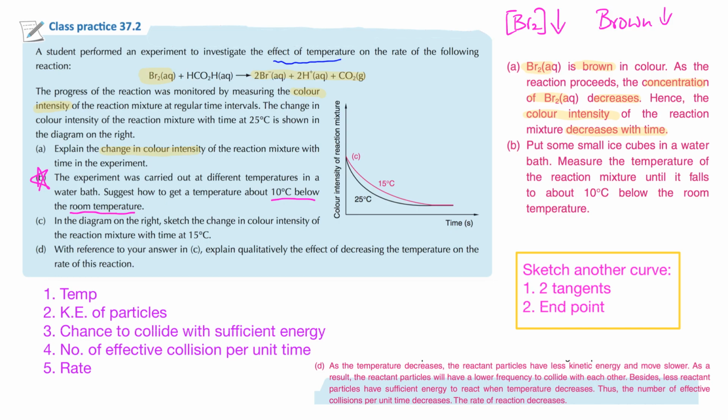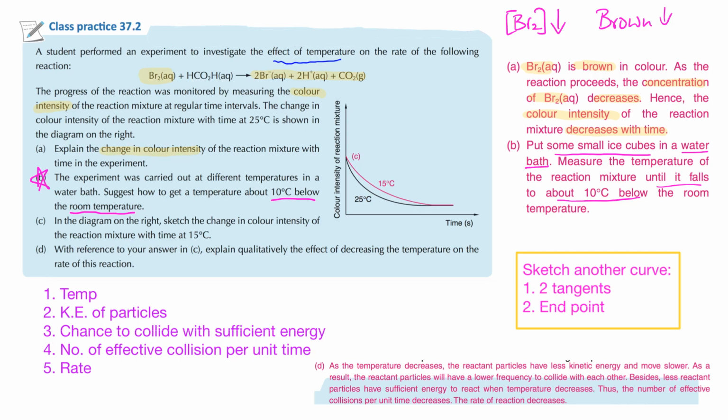But if we want to have it below 10 degrees Celsius below the room temperature, then we may need to put some ice cubes in a water bath, and then we can immerse the reaction mixture in it until it falls about 10 degrees Celsius below the room temperature. So we can make use of the ice water bath to help us to do this.